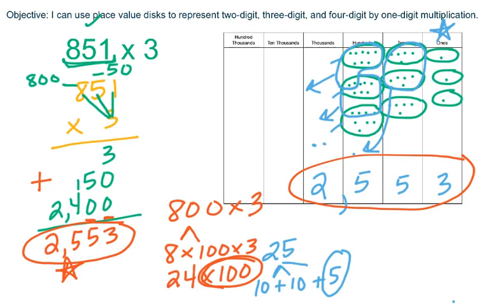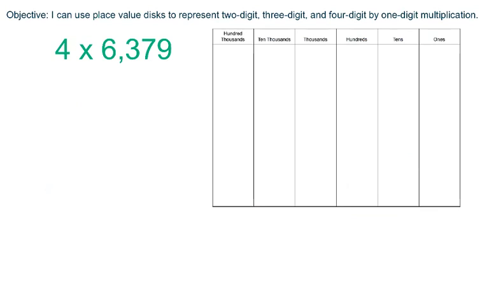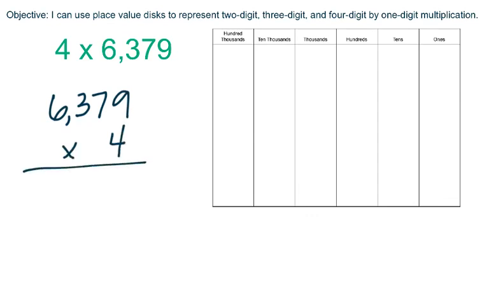All we're doing is that same exact process, but we're just going 1 digit higher. So we're going to look at our new problem. We have 6,379 times 4. Notice I line that up in the ones place. All right, first thing I'm going to do, I'm going to draw it in my chart. So I've got 9 in the ones, 1, 2, 3, 4, 5, 6, 7, 8, 9. 7 in the tens, 1, 2, 3, 4, 5, 6, 7. 3 in the hundreds, 1, 2, 3. And 6 in the thousands, 1, 2, 3, 4, 5, 6. Check.